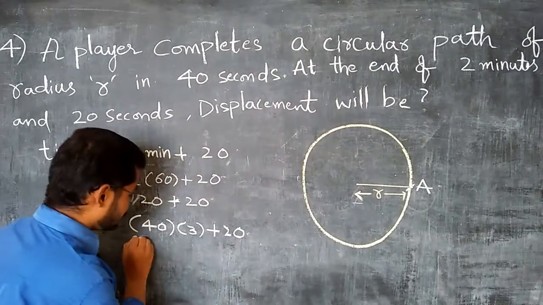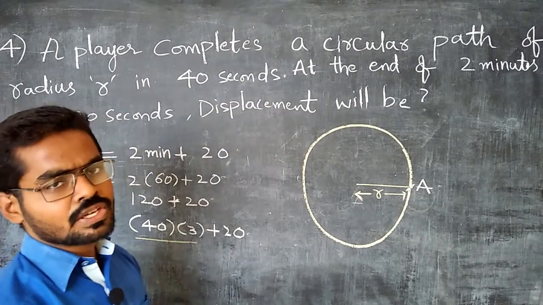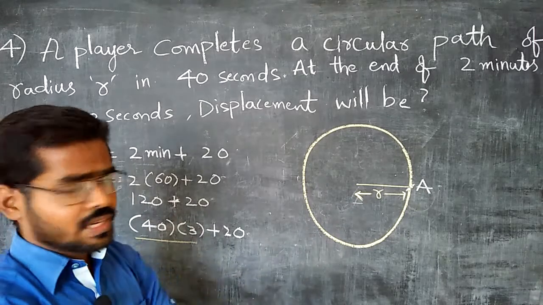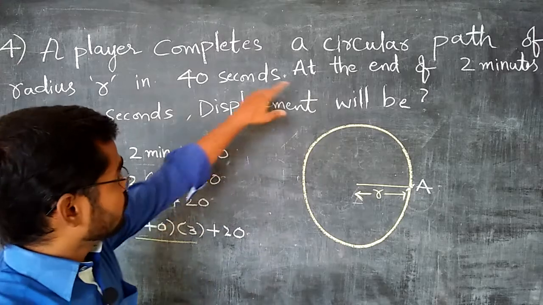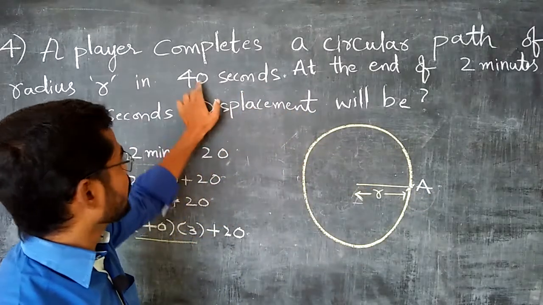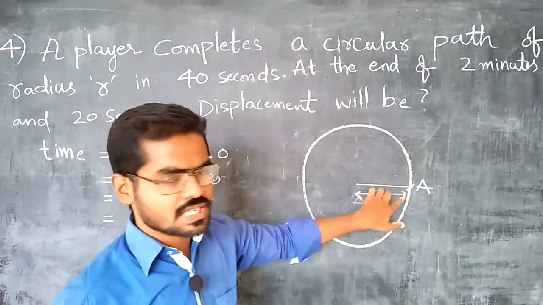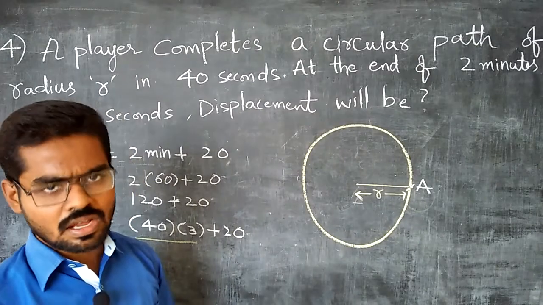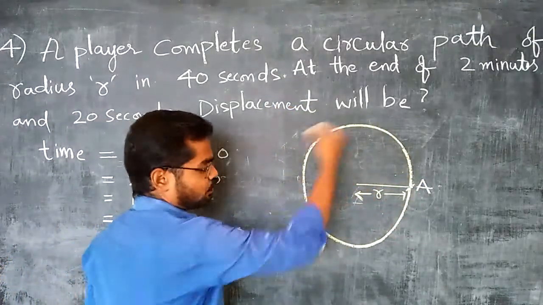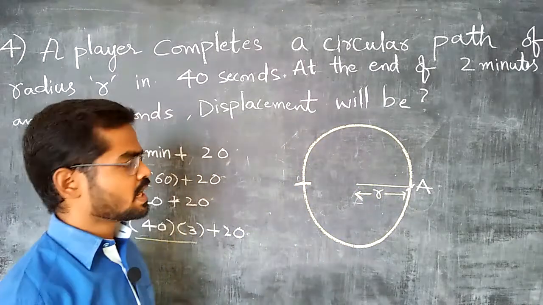After completion of these 3 rounds, in the remaining 20 seconds, how much path length will he cover? For covering a path length of the total circumference, he will take a time of 40 seconds. In 40 seconds, he will cover the full length. In just 20 seconds, he will cover half the length.